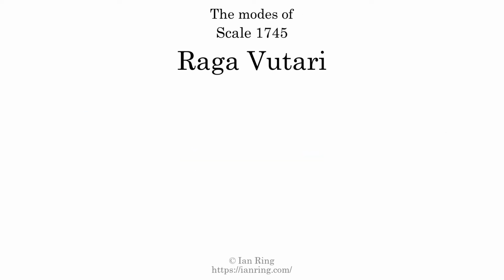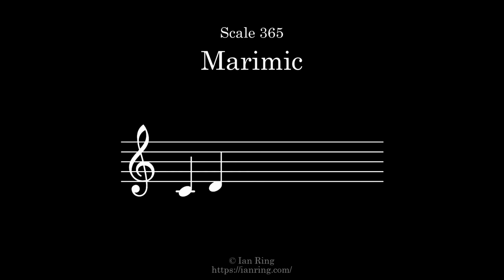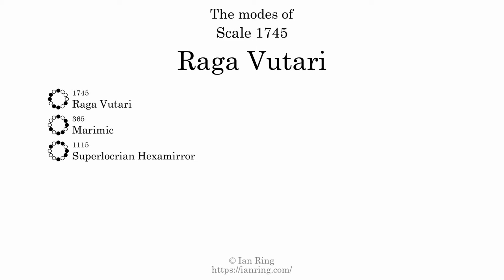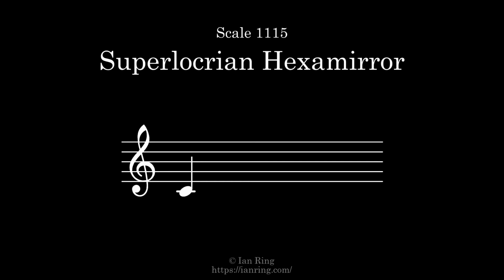This scale has 6 modes. The first mode is itself. The second mode is scale 365, also known as merimic. It sounds like this. The third mode is scale 1115, also known as superlocrian hexamirror. It sounds like this.